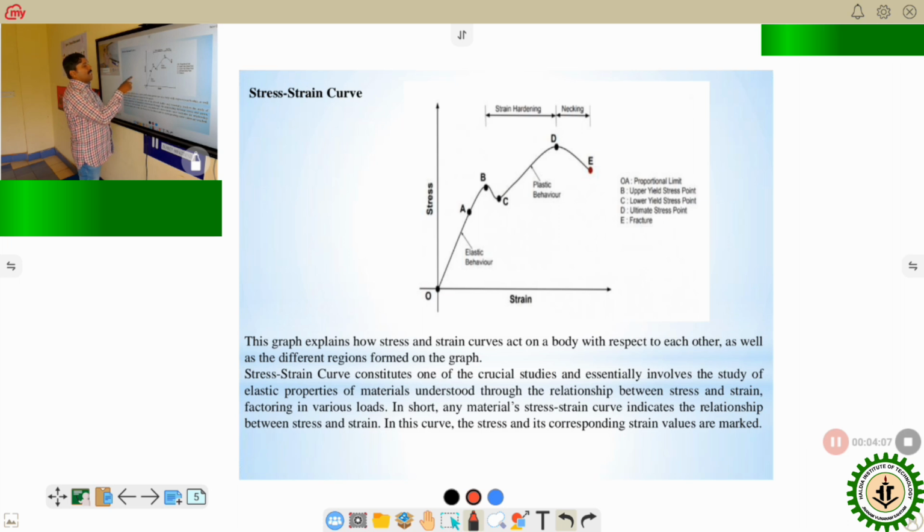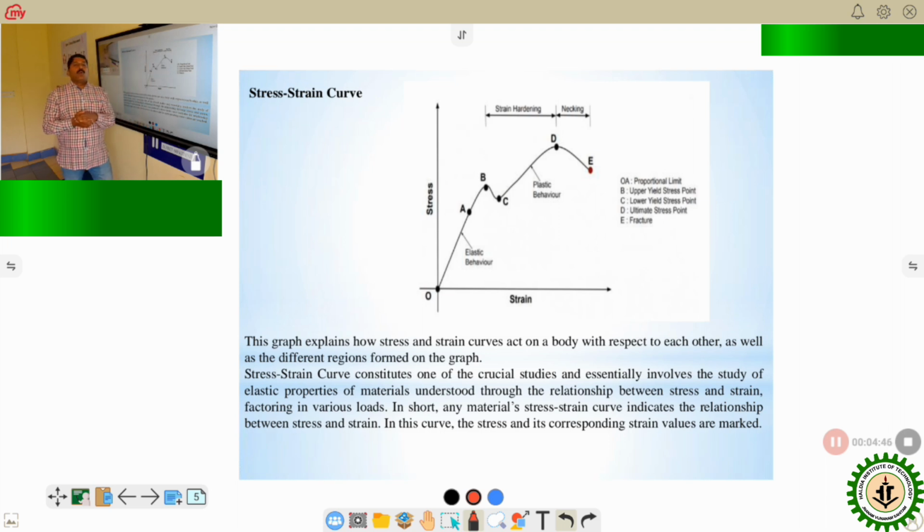Here I am marking the O point, A point, B point, C point, D point, and E point. Those are the different points. I have taken this graph from the literature. Please check that from 0 to B, this region comes under the elastic region, and beyond this it is the plastic region. Again we can divide this plastic region into two sub-regions, that is strain hardening and necking.